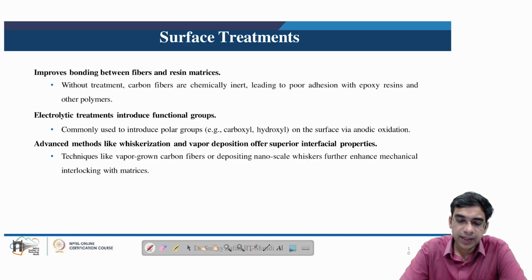Carbon fibers are chemically inert in general and they may have poor adhesion if chemical treatments are not applied. Advanced methods like sizing and vapor deposition may also offer superior interfacial properties. Techniques like vapor grown carbon fibers or depositing nanoscale whiskers further enhance interlocking between the matrices.